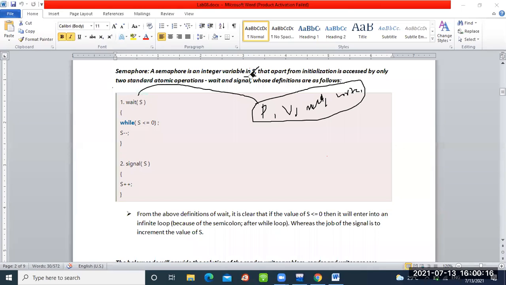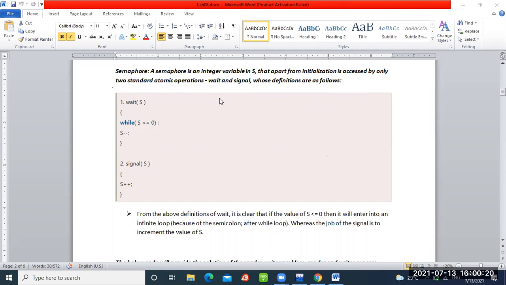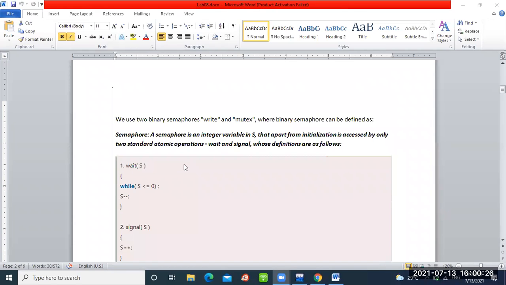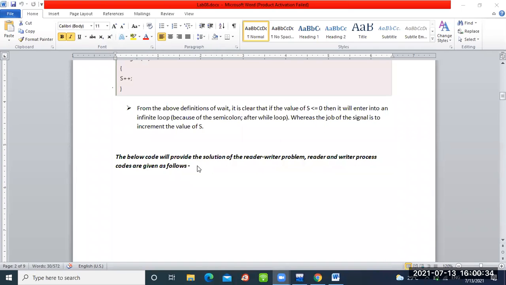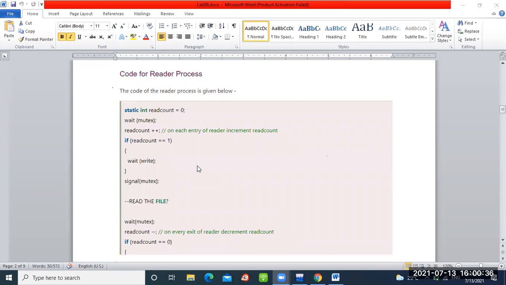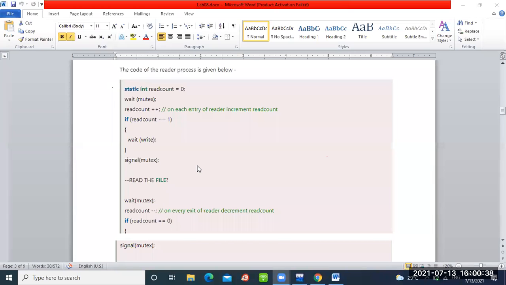Okay, so to solve this problem, this is the standard definition of semaphore. So to solve this problem, we are going to take two semaphores here. One is write and second one is mutex. Okay. So let us solve this problem. Let me try.